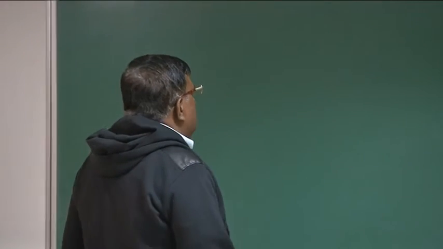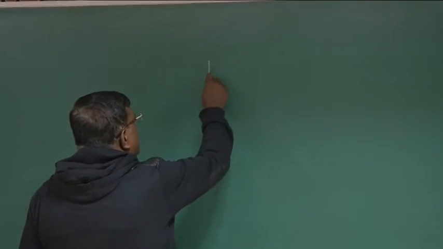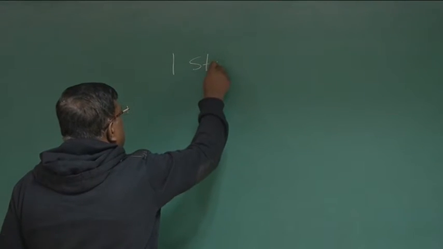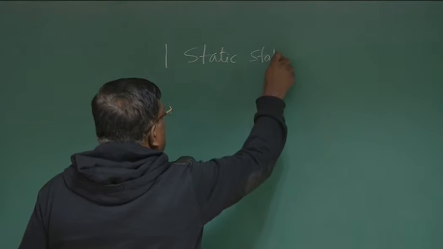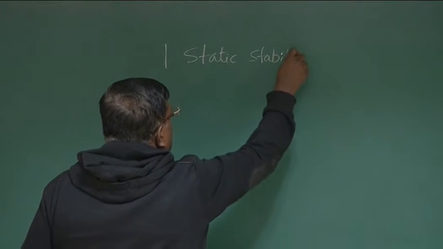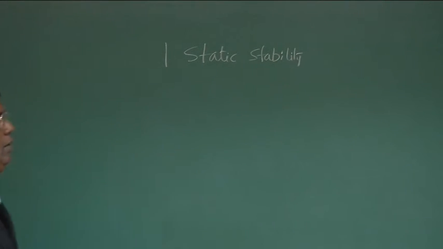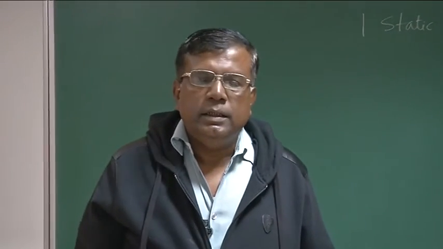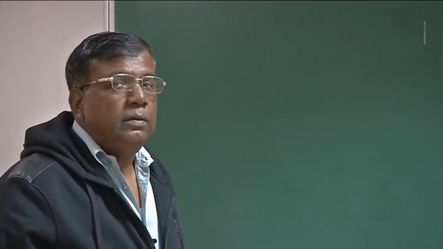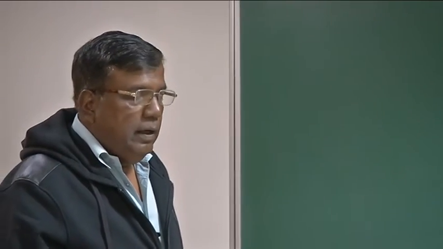If you see, we started with the definition of static stability. Now, when you are discussing static stability, we have very well understood that it is the initial tendency of the body to come back to its equilibrium when it is disturbed from the equilibrium, right?